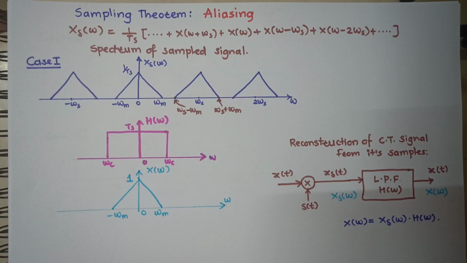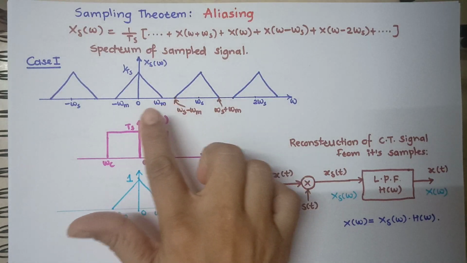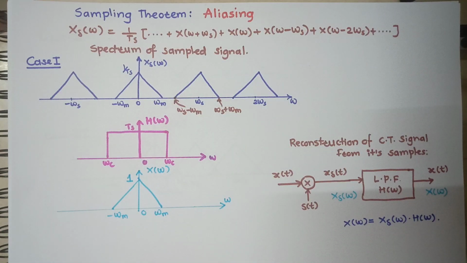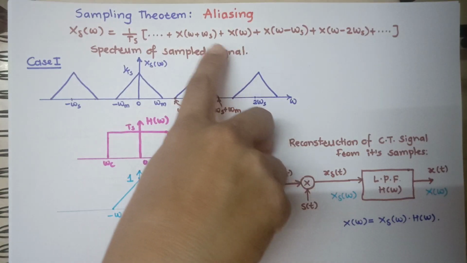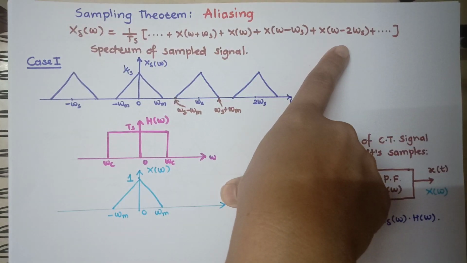Hello. In today's lecture, we'll see reconstruction of continuous time signal from its sampled version, the concept of aliasing, and precautions to take in case of aliasing. So in the last lecture, we have seen the spectrum of sampled signal. We have derived a formula for the spectrum: X del of omega is equal to 1 upon Ts, times shifted versions of the spectrum.